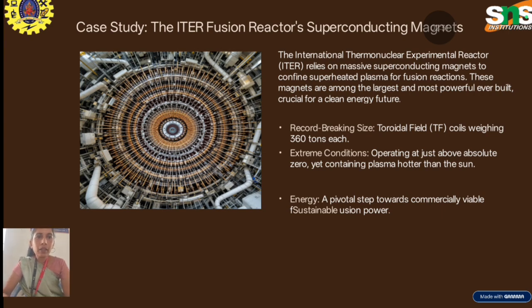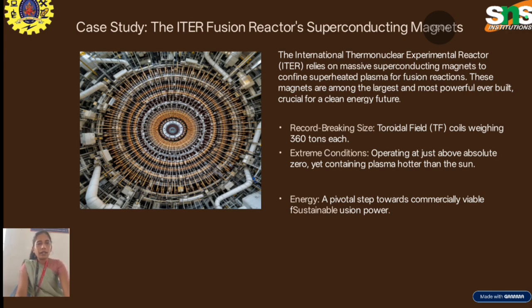the ITER fusion reactor's superconducting magnets. In this case, ITER stands for International Thermonuclear Experimental Reactor. It uses massive superconducting magnets to confine superheated plasma for the fusion reaction. These magnets are among the largest and most powerful ever built, crucial for a clean energy future.